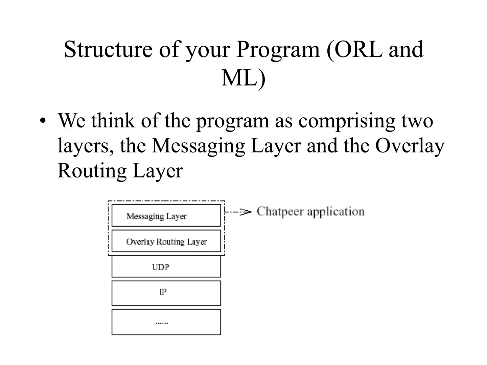Moving on to the main structure of our program, this has two parts, ORL and ML. In this flowchart, the lowermost box is the IP address. Above that we have the UDP socket, which is the peer-to-peer socket. Above that we have the overlay routing layer, and above that we have the messaging layer. The top two parts are the main structure of our program that we are going to write in the chat peer application.